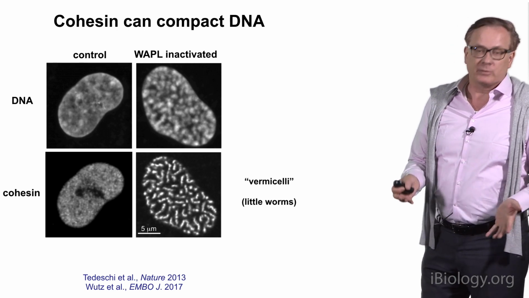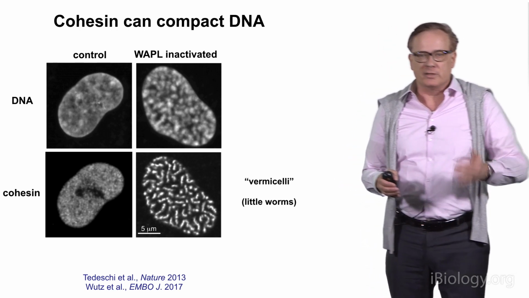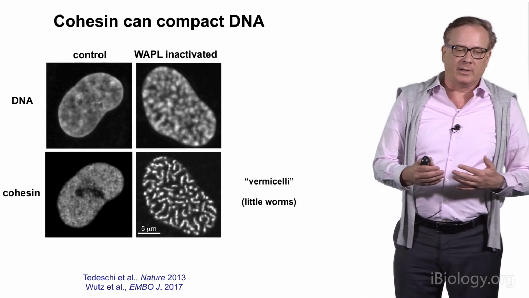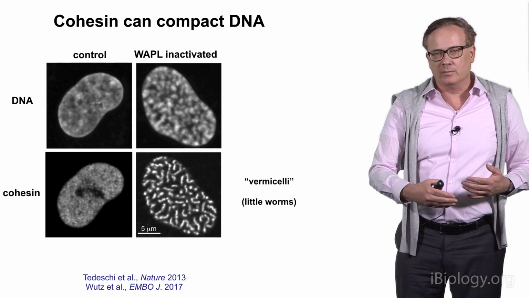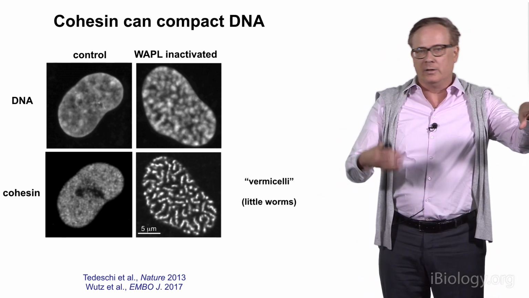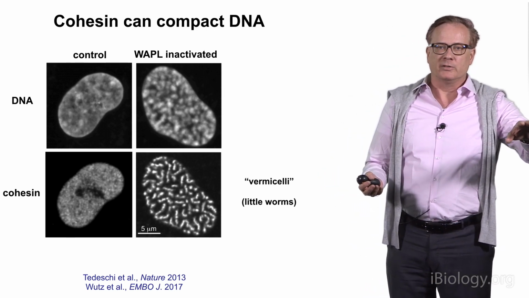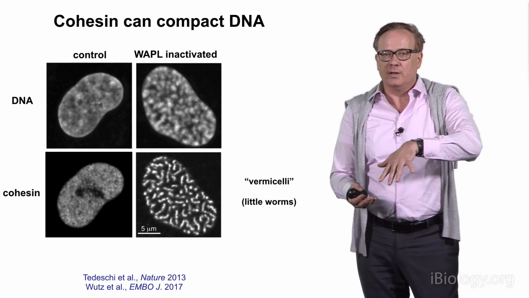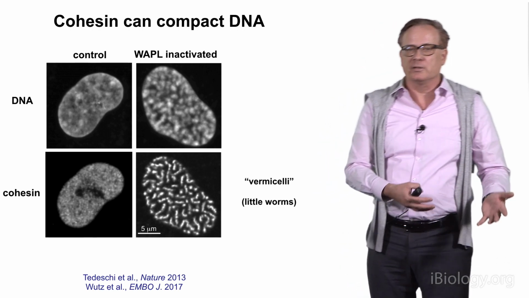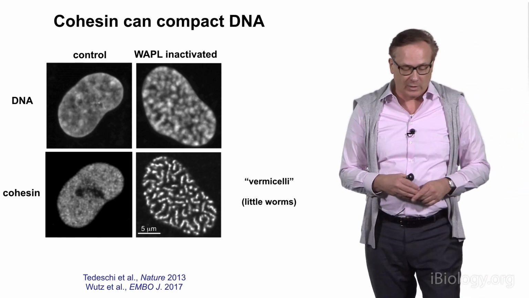Now, because WAPL is a release factor, we had expected that its removal would stabilize cohesin on chromatin. It would have a longer residence time. And we also expected that as a result of that, there would over time be more cohesin accumulating on chromatin, because there's always an equilibrium between soluble and DNA-bound cohesin. And if we removed WAPL, then of course the prediction was it would continue to be loaded onto DNA, but would no longer be released. So it would have a long residence time, and it would be there in higher amounts. And that is indeed exactly what we found.